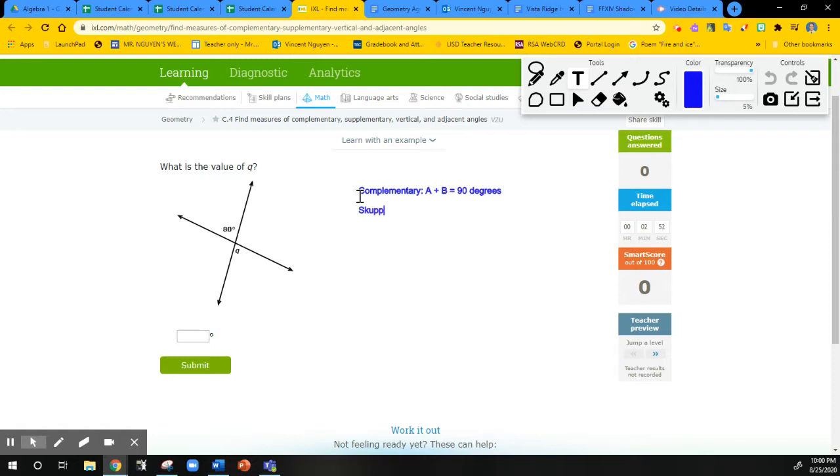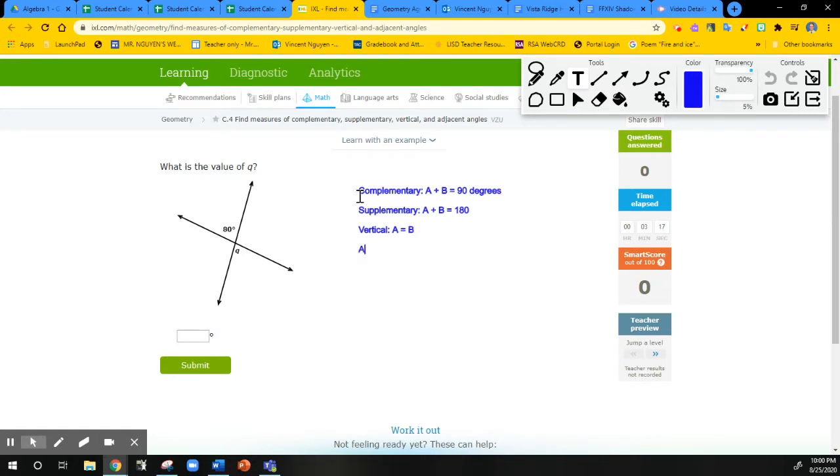Okay, for supplementary, we have angle A plus angle B equals 180 degrees. Okay, for vertical, the two vertical angles are equal to each other. So angle A would equal angle B. Okay, so that's the relationship.